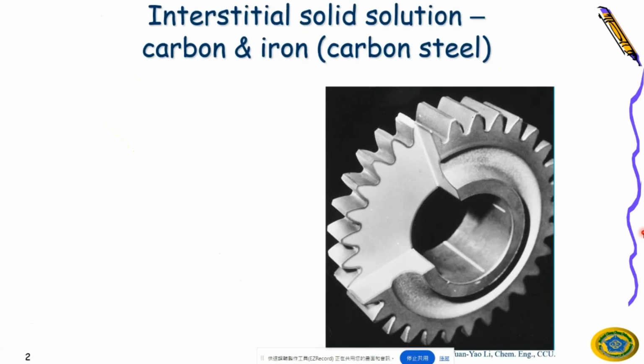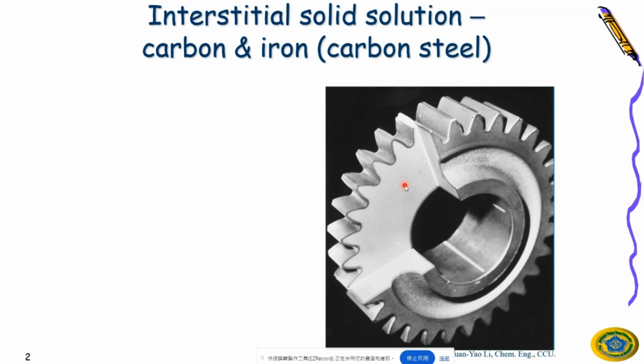So this is a gill, as you can see. This gill is made of what we call carbon steel. Inside is iron, but outside we coat a very thin layer of carbon together with the iron. So we put the carbon into the iron. As we introduced in chapter 4, this is what we call an interstitial solid solution. This is the final product.